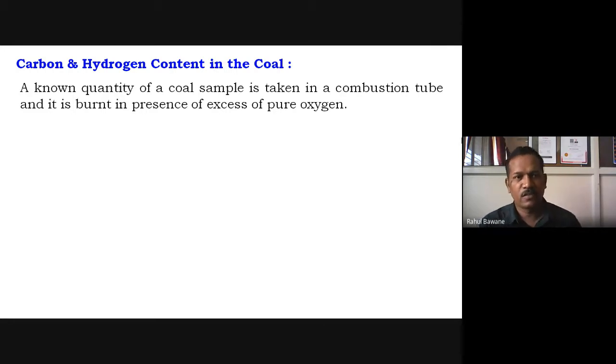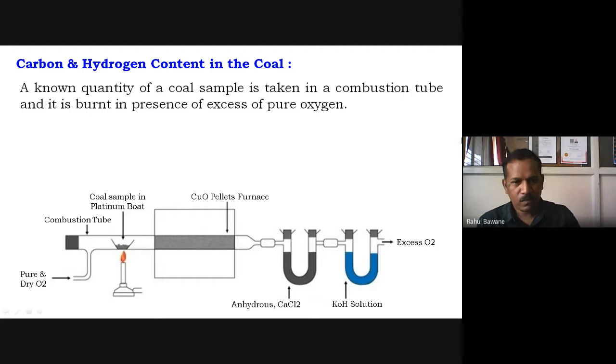So taking a known quantity of coal, we burn it in a specialized tube, a burning tube, the combustion tube, in the presence of excess oxygen. So why excess oxygen? If there is a deficiency of oxygen, then your carbon will not be converted completely into CO2. It will be partially converted and form CO, carbon monoxide. So we have to supply excess oxygen, so all carbon will react and convert into CO2. So this is the whole setup there.